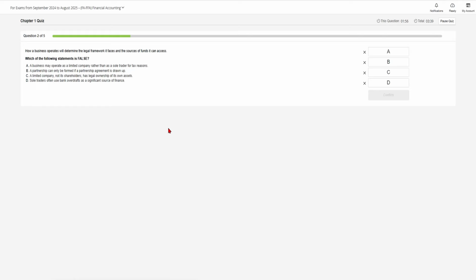Now B: a partnership can only be formed if a partnership agreement is drawn up. So basically what this statement is saying is, to form a partnership, the partnership agreement is drawn up, but it's not compulsory, right? If it is an LLP, a limited liability partnership, in that case there might need to be an agreement. But if it is a simple partnership, it will be treated like a sole trader, and a partnership can even exist without a written agreement.